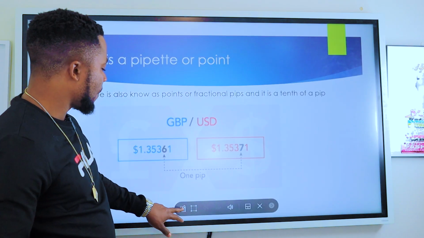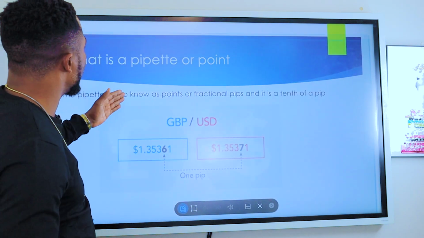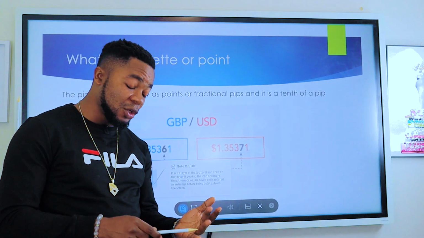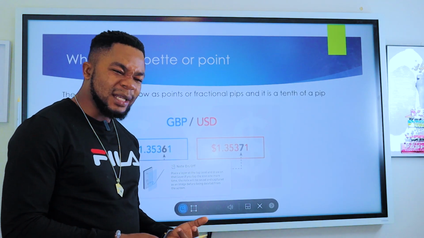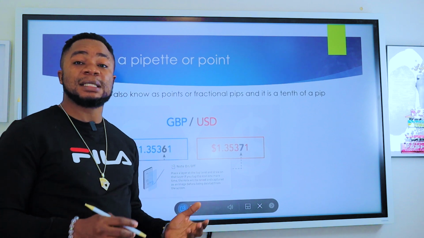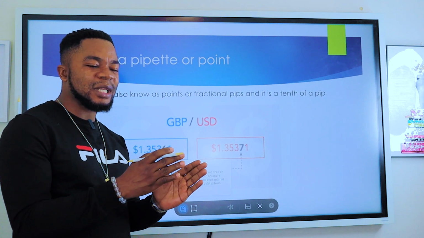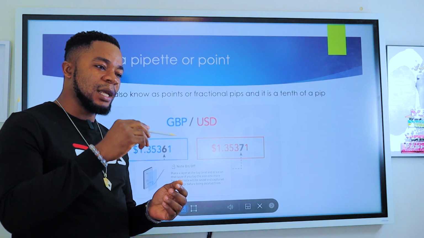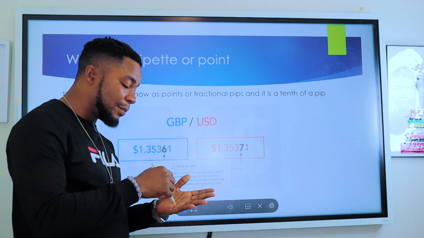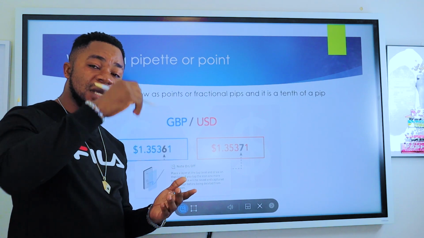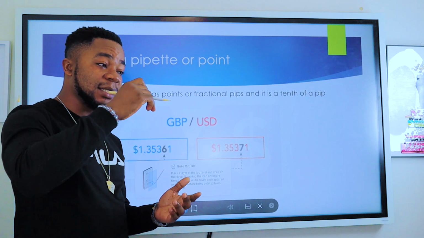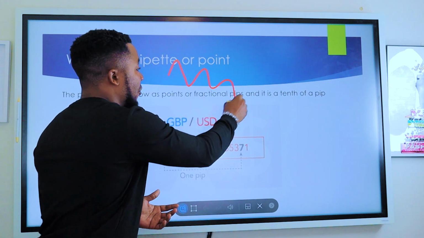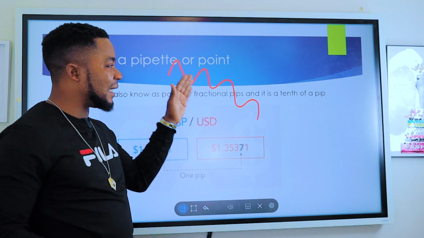Here we also have what is a pipette or a point. Remember we mentioned the PIP, but what if the PIP is not the smallest increment or the smallest movement when it comes to Forex trading? In Forex trading, every particular tick, the pipette or the point, is measuring the ticks in the market. Any time the market goes up or down, the movements are measured in terms of pips.